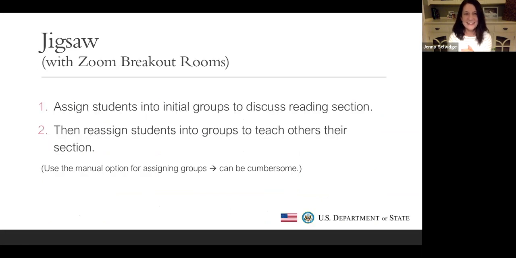Okay, and you could also do it in breakout rooms. It's a little harder, but you could put them in a breakout room and then reassign their groups. You have to do it manually, which is a little cumbersome, but it can be done.